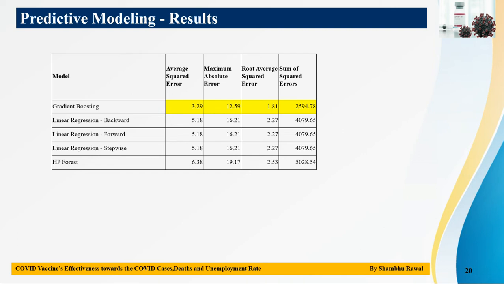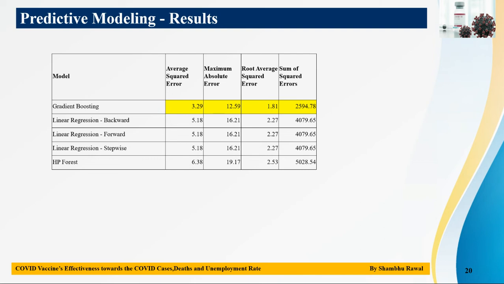Gradient boosting had 12.59, linear regression backward 16.21, linear regression forward 16.21, linear regression stepwise 16.21, and HP Forest had 19.17. Similarly, the root average squared error was, following gradient boosting, 1.81, linear regression backward 2.27, linear regression forward 2.27, linear regression stepwise 2.27, and HP Forest had 2.53.